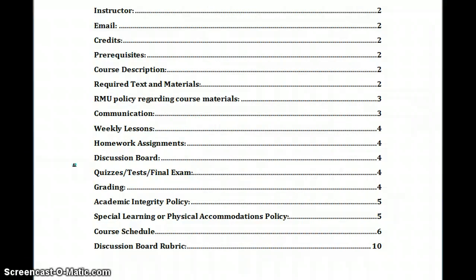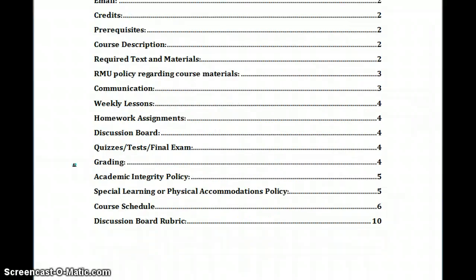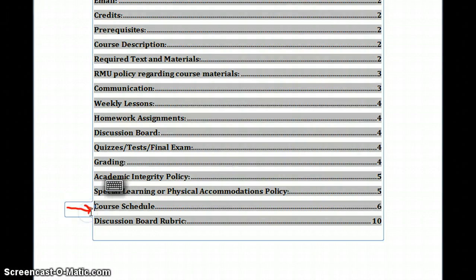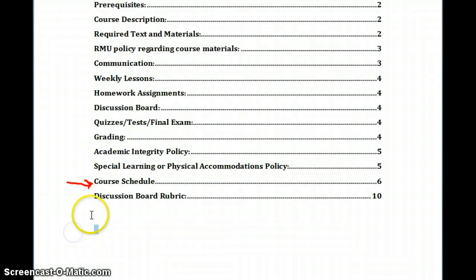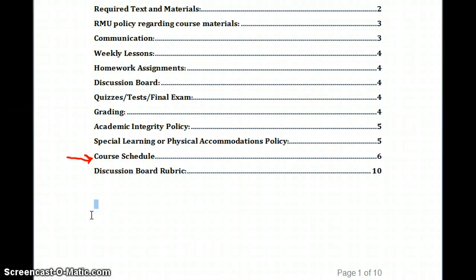If you have any type of special learning need, we'll talk about that as well. And lastly, our course schedule, which you will want to keep very handy because it has every assignment that you need to do, as well as the due date for it. And lastly, the rubric for your discussion boards.